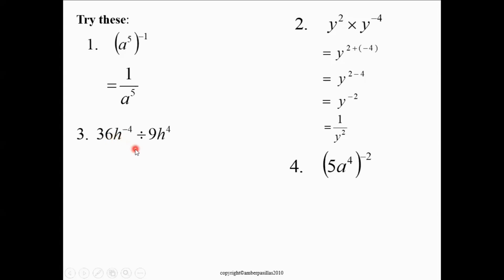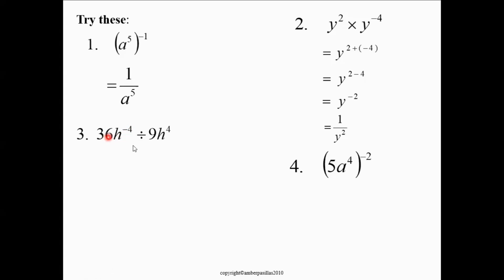Now, if you remember when we were doing the power of a power law, in order for this -4 to be applied to the 36, this 36h would have been in brackets. So therefore, one more time, the -4 is only the exponent of the h. The exponent on 36 is actually 1.